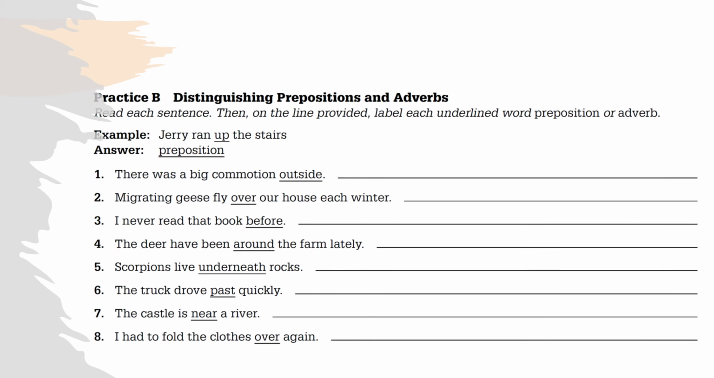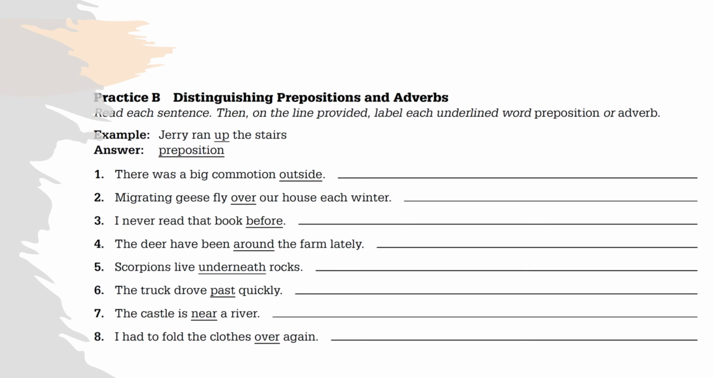Practice B, distinguishing prepositions and adverbs, which is the main objective of this lesson. Read each sentence, then on the line provided, label each underlined word, preposition or adverb. For example, Jerry ran up the stairs. This one is a preposition, but how did I know? So here we have stairs is a noun and the prepositional phrase needs a noun.